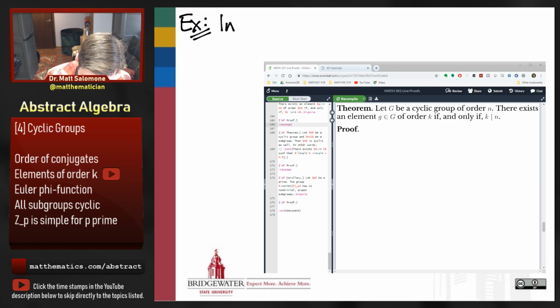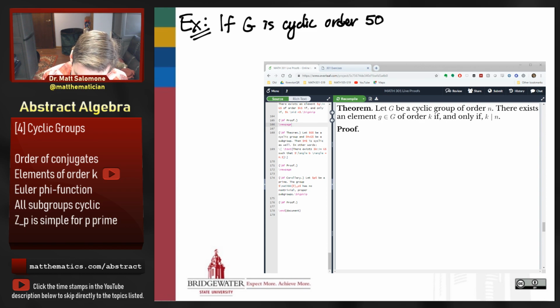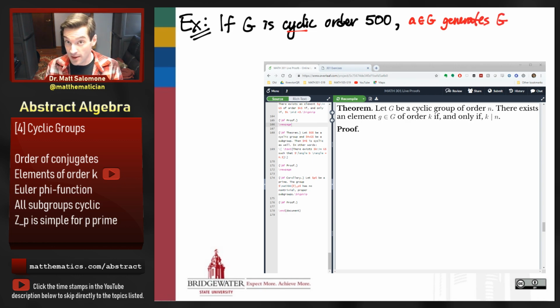So if G is cyclic and has order, I don't know, let's say 500. Okay, so G is a cyclic group that has 500 elements in it. Then let's think about what that means. By definition of cyclic, we know for sure that there's going to be a generator for my group. That's what cyclic means, that there's one element whose set of powers is going to give me all the elements in my group.